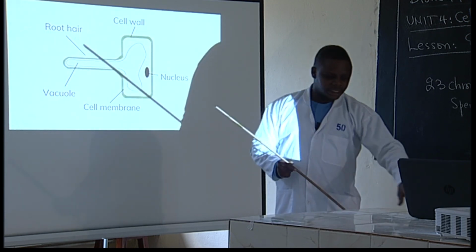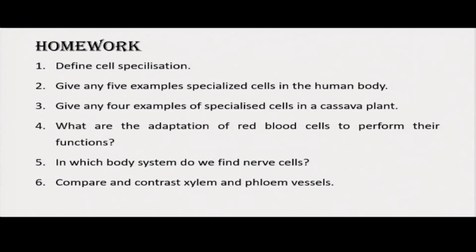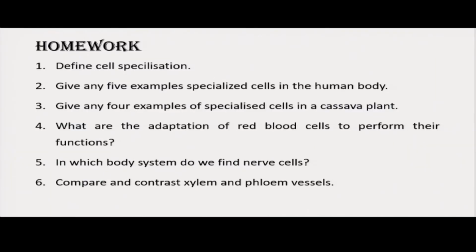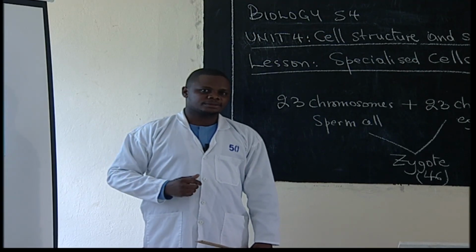Dear students, let us make a quick review of the specialized cells we have seen. We have seen sperm cell, egg cell. We have seen red blood cells, nerve cells. Then we have seen mesophyll cells. We have seen root hair cells. We have seen xylem cell and phloem cell.